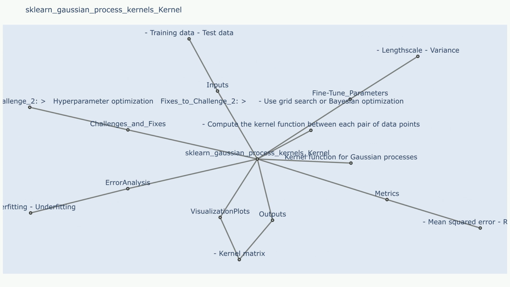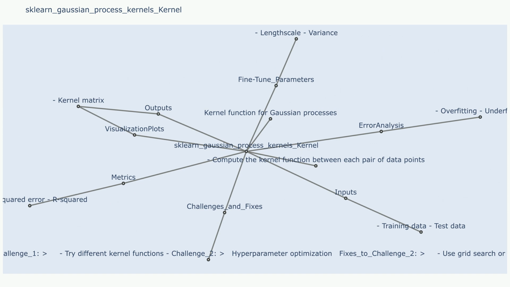Challenge 2. Computational cost. Calculating the kernel matrix for large datasets can be computationally expensive. Sample use case that resulted in Challenge 2. Training a GPR model with a large dataset, e.g., millions of data points, using a complex kernel, e.g., RBF, can lead to high computational cost.